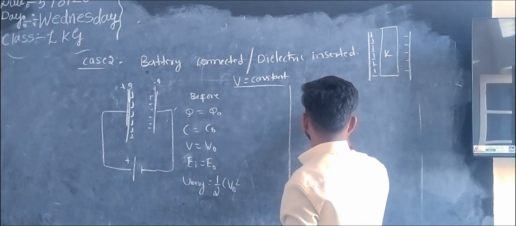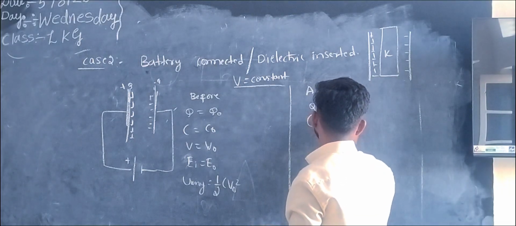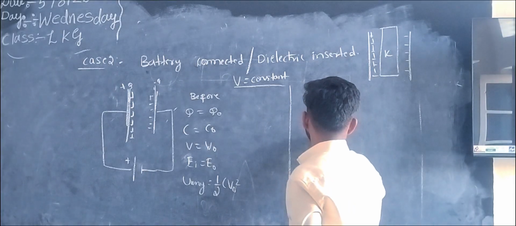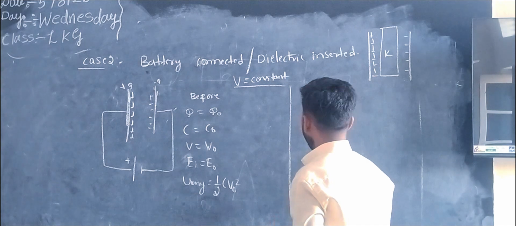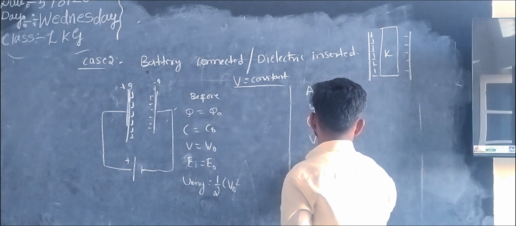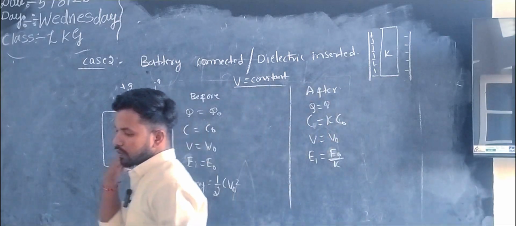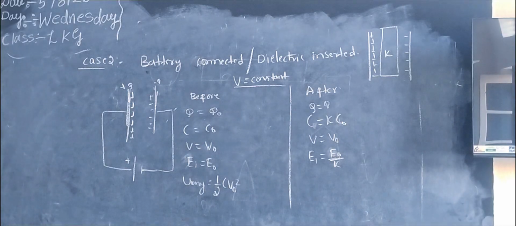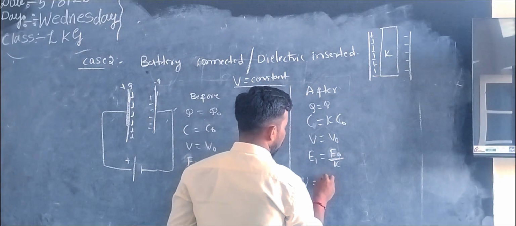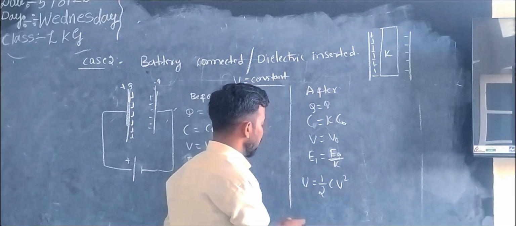Q. C ಏನಾಗುತ್ತಾ? K times increase ಆಗುತ್ತೆ. C is K C0. V remains constant. E decreases by K. Then energy will become 1 by 2 C V square, right? What is wrong with that?